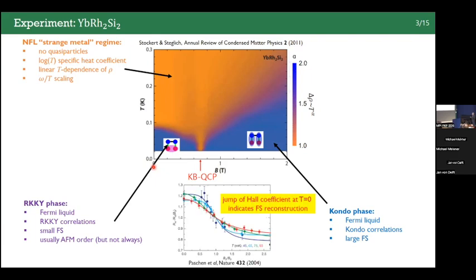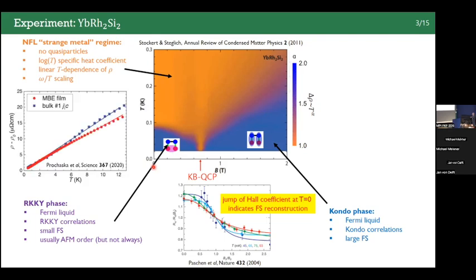All right, and then additional things that have been studied is if you measure the Hall coefficient as a function of temperature, there's a jump as you cross this transition, which becomes sharper with decreasing temperature. Here's another way to represent the linear in T resistivity in the strange metal regime.